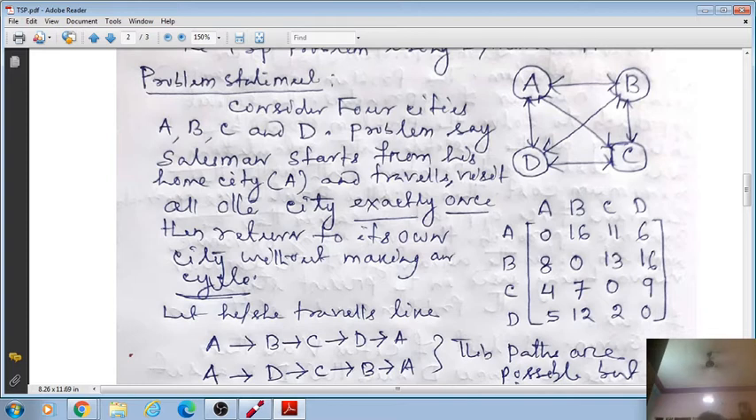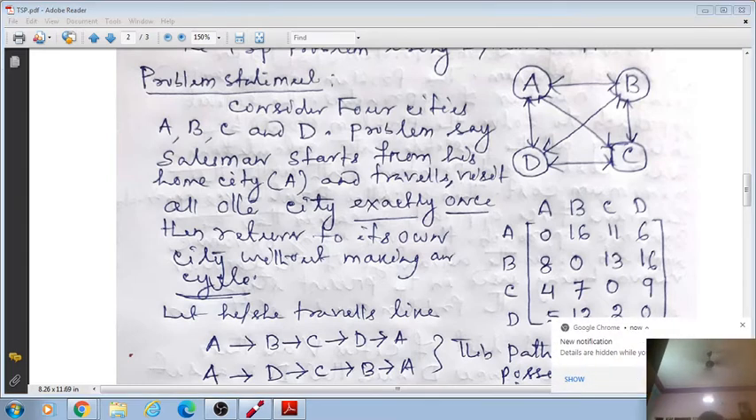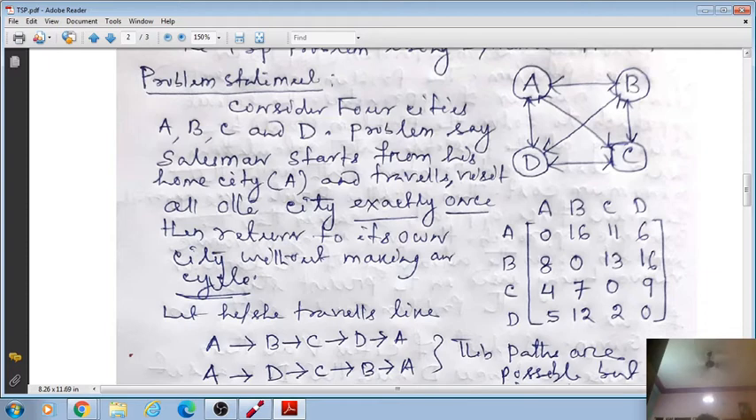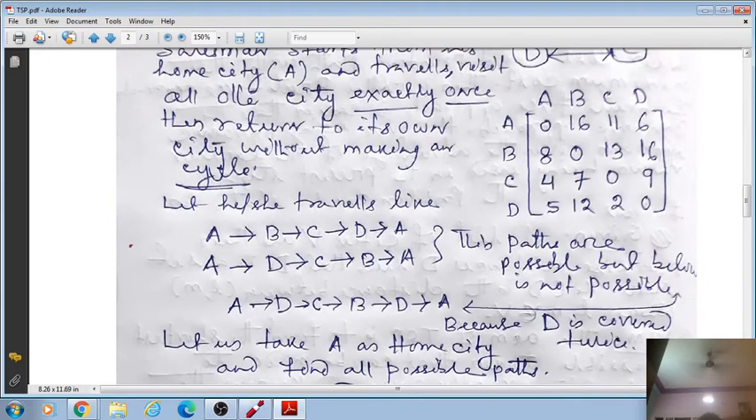So let us see how we are solving this. Suppose he travels A to B, from B to C, then C to D, D to A. These paths are possible. It is not traveling any city twice. Second, if it is A to D, D to C, then C to B, B to A, this path is also possible because it is not visiting any city twice.